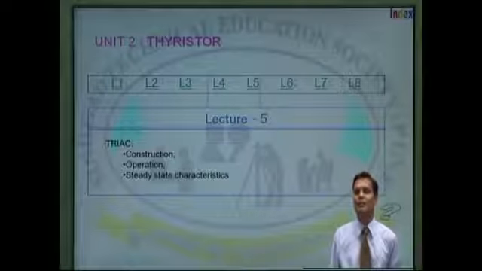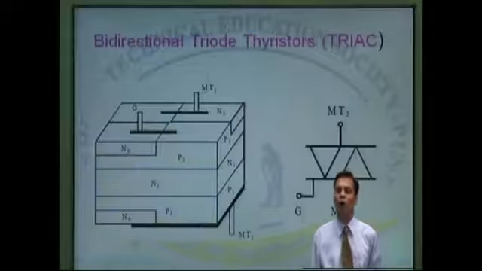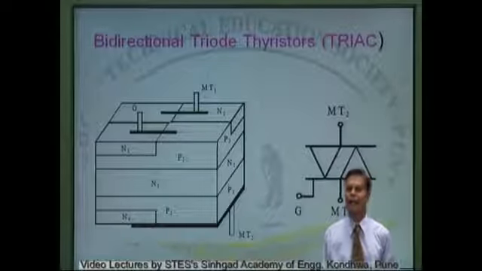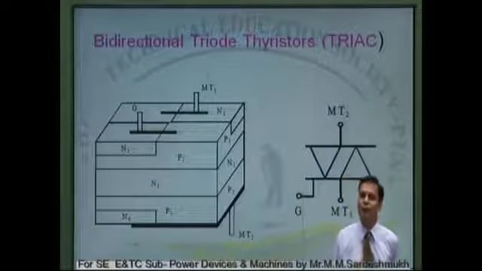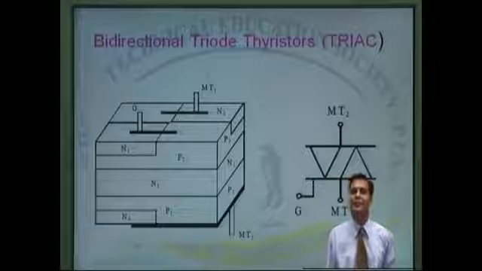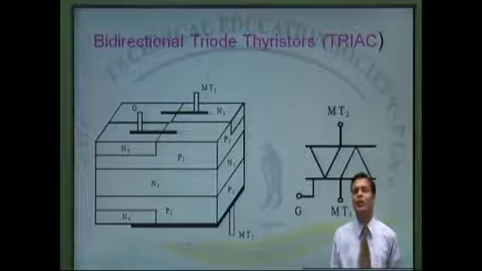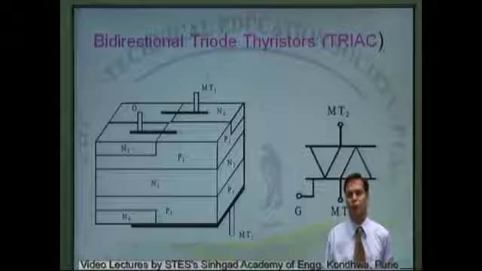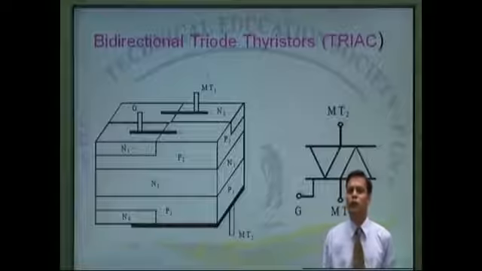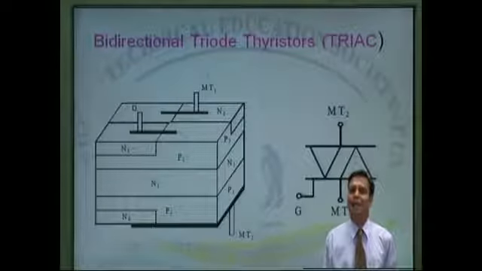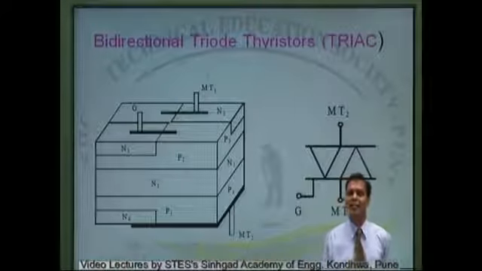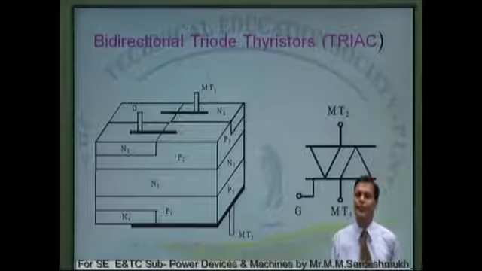On the right side of the slide you are observing the symbol of the triac. Here you will find that two SCRs are connected back to back in an anti-parallel manner. MT1 and MT2, these are the two terminals which are called main terminal 1 and main terminal 2, and gate is the terminal through which the current flow from MT1 to MT2 can be controlled. Now as I said, it's a bidirectional device. It is possible for current to flow from MT1 to MT2 as well as from MT2 to MT1.